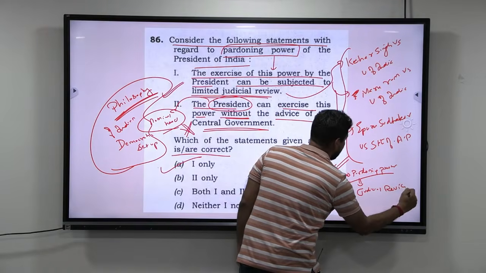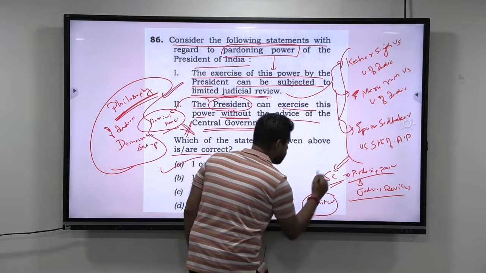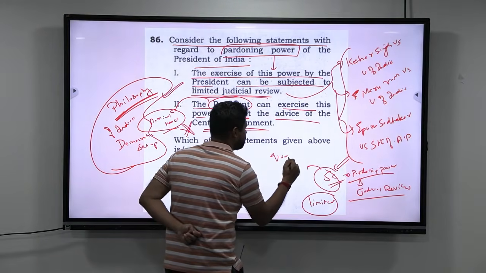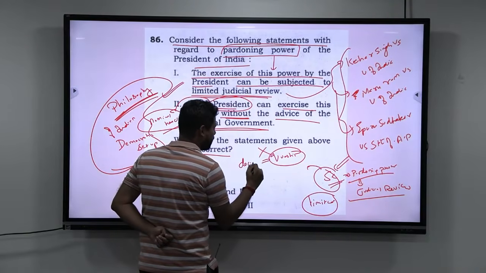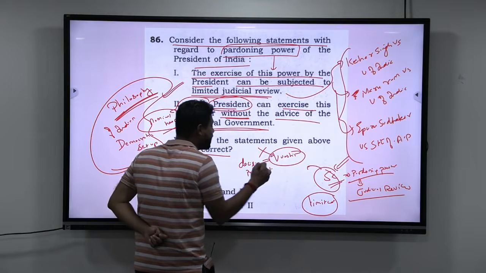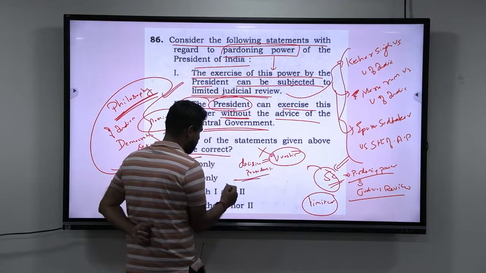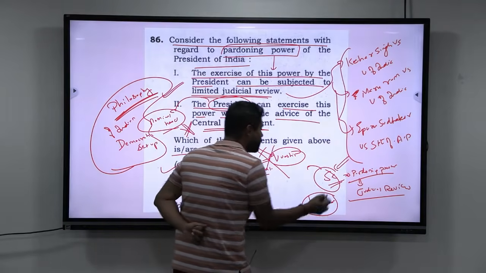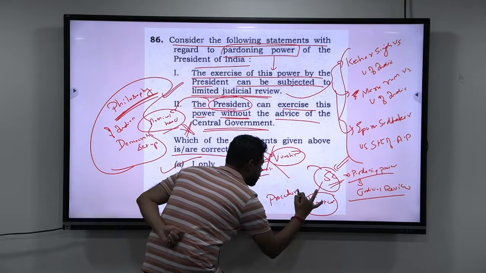Now, why do they say limited judicial review? It is because the Supreme Court cannot question the decision taken by the President. That is, it cannot question why you did not pardon that person or why you pardoned that person. They cannot ask that question. So this is not there. What they can look into is the procedural correctness.